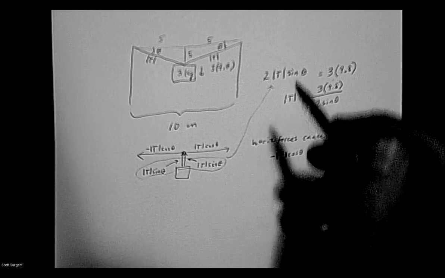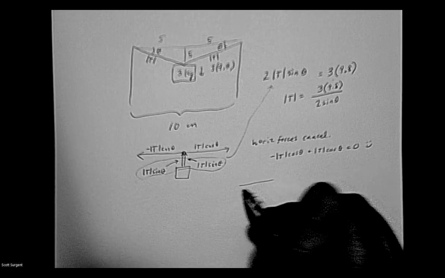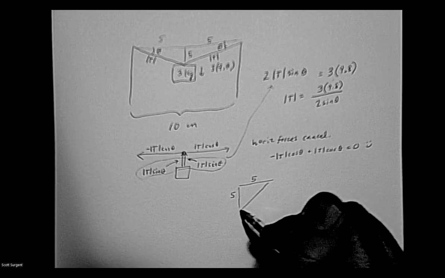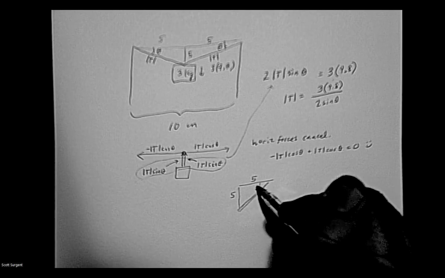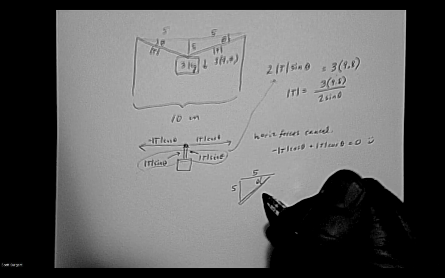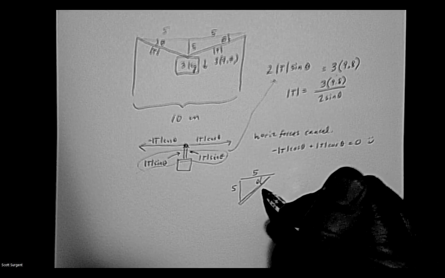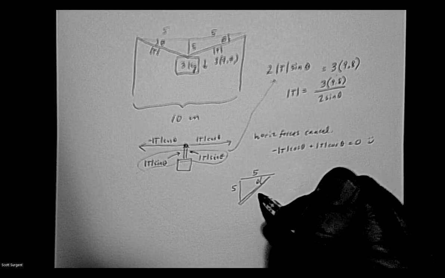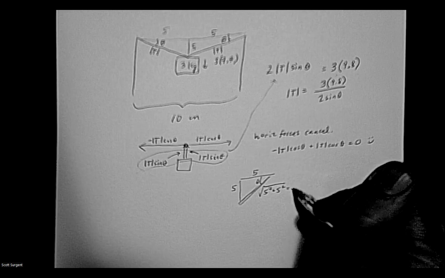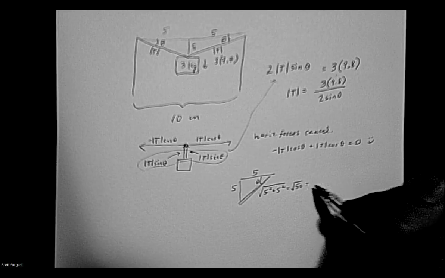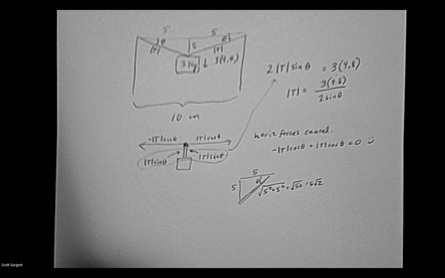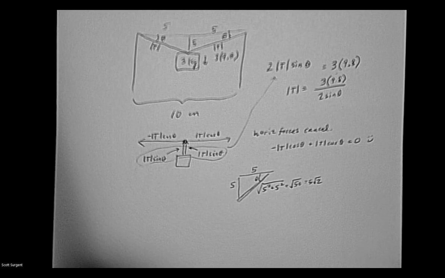Well, let me just draw another triangle because it's getting cluttered. I apologize. We've got 5 and 5. And so the angle's tucked in there. The hypotenuse, let's see, it's 5 squared plus 5 squared, so I'll just write it out. That's going to be root 50, or 5 root 2.